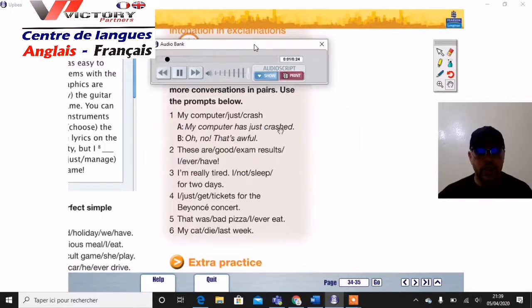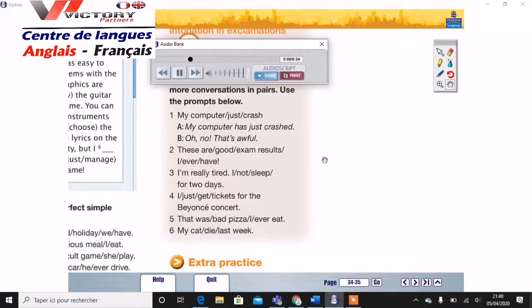Exercise 6. Listen again to part of the dialogue in exercise 1. Then make more conversations in pairs.